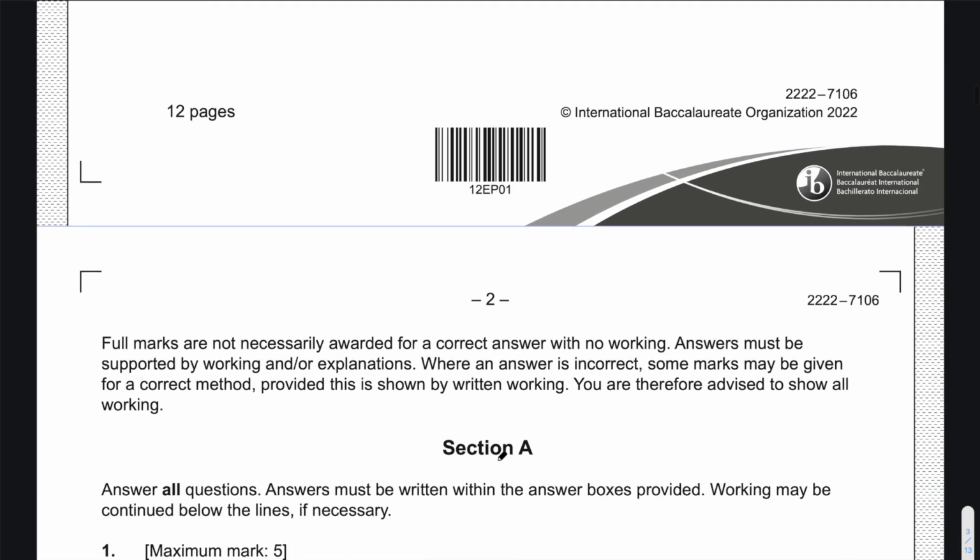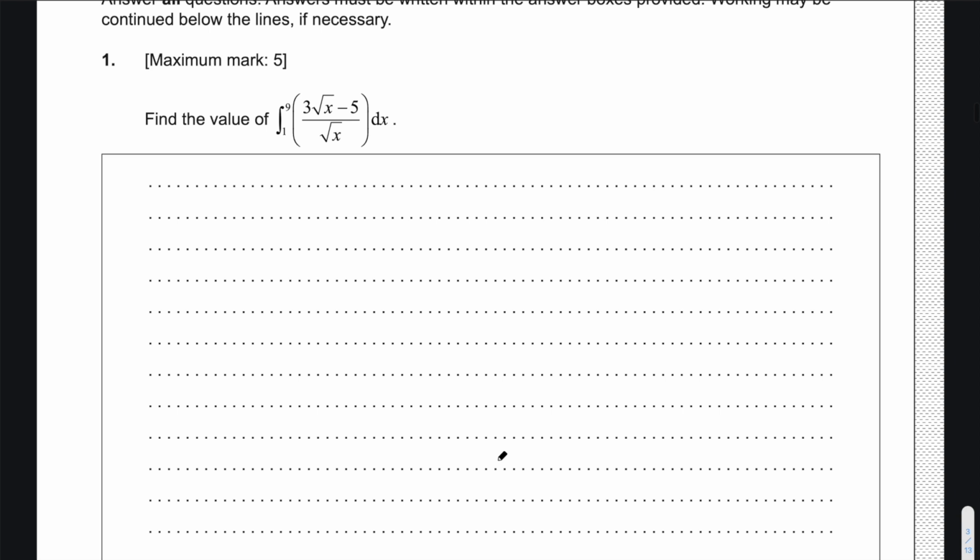So question 1 is about finding integrals. We need to find the integral from 1 to 9 of this expression. This is a rational expression, and we can separate it, which will help us cancel. We can cancel root x for this, and then 5 over square root of x, we can turn into exponential form. Okay, so let's do that.